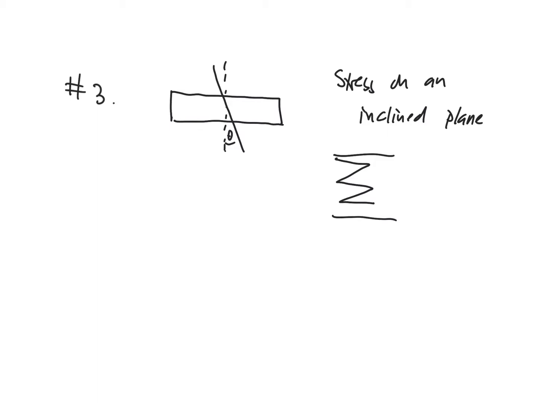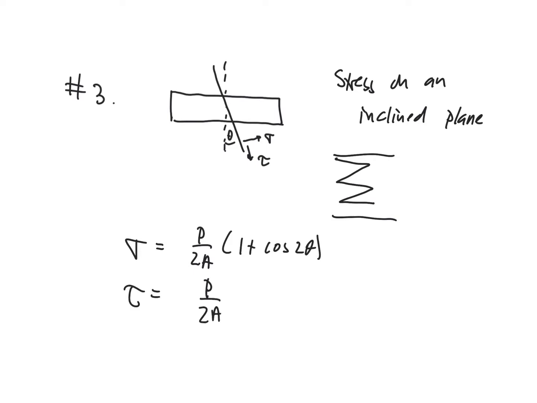And what happens is it generates both a normal and a shear stress on that cut plane. I'll draw that by going like this. There's a sigma, and then there's also going to be a tau. And our job then is to find out what that's supposed to be. So what we found last time was these two formulas. We have that sigma is equal to P over 2A times 1 plus the cosine of 2 theta. And then we found that tau was equal to P over 2A times the sine of 2 theta.